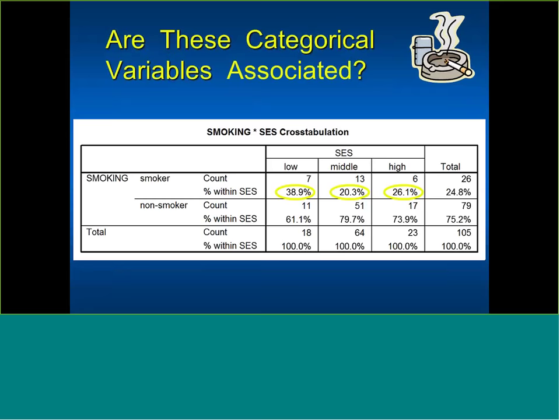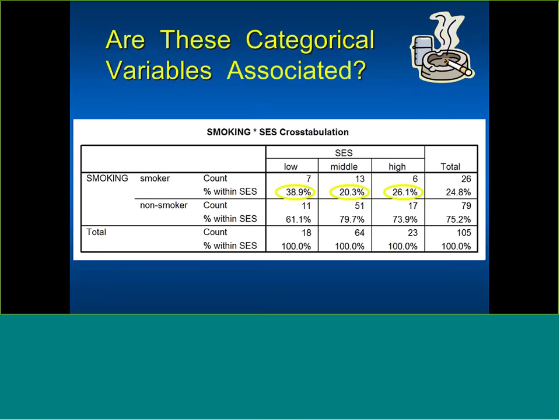So you have smokers, and they're either smoking or non-smoking. I have 26 smokers and 79 non-smokers. And then I've divided my people into a low, middle, or high socioeconomic status group. So I would have had to have operationally defined those groups, maybe based on their income and so forth, or their insurance status.